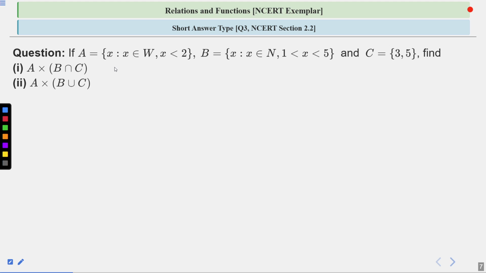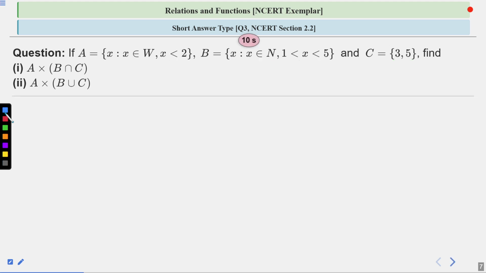This question. Set A is described as the collection of all whole numbers strictly less than 2. Set B is the collection of all natural numbers strictly greater than 1 and strictly less than 5. The C set is given in roster form, with 2 elements: 3 and 5. You have to find these 2 Cartesian products: A cross (B intersection C) and A cross (B union C).